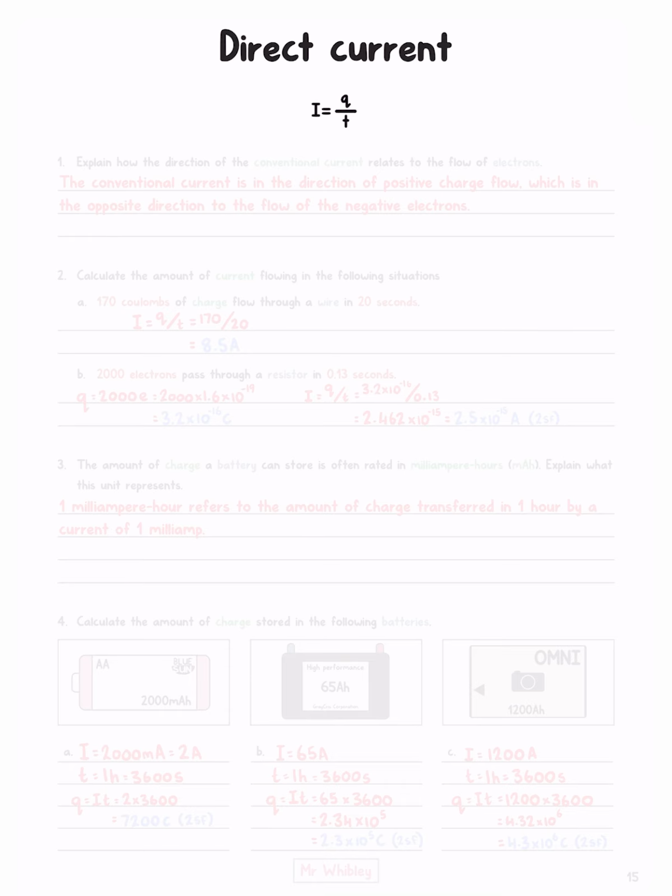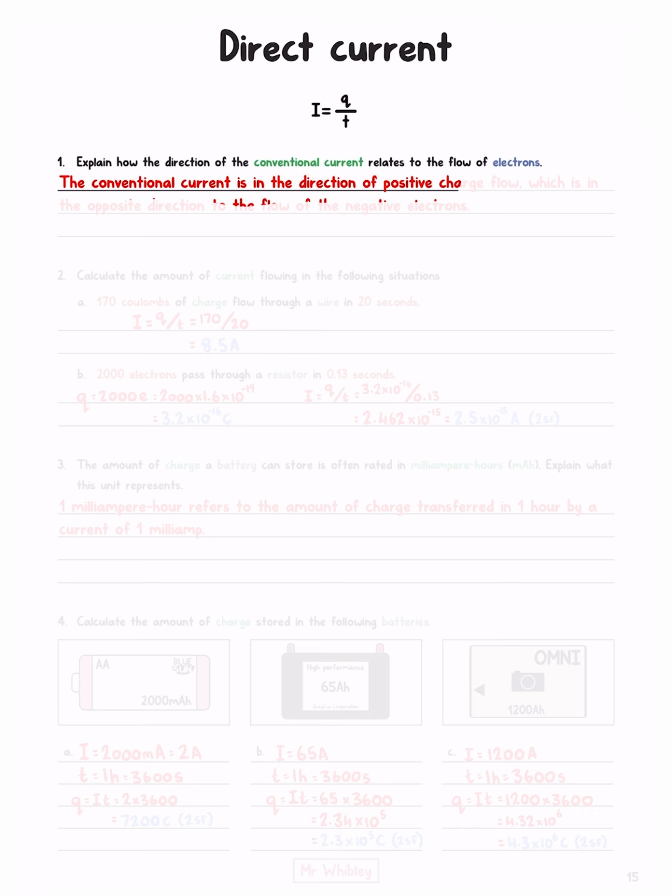Direct current. Question 1. Explain how the direction of conventional current relates to the flow of electrons. The conventional current is in the direction of positive charge flow, which is in the opposite direction to the flow of negative electrons. And so if we have electrons moving in one direction, we define the current in the opposite direction. This is due to historical reasons.